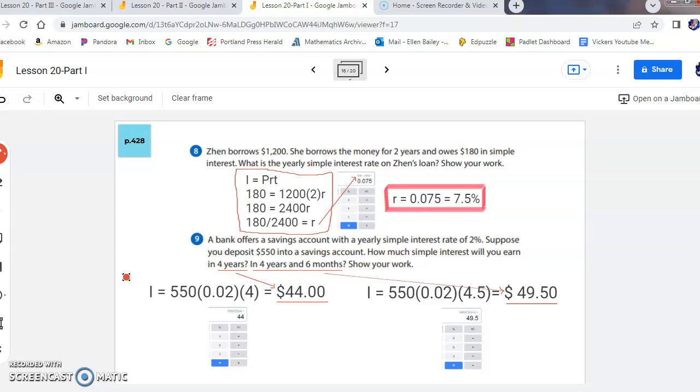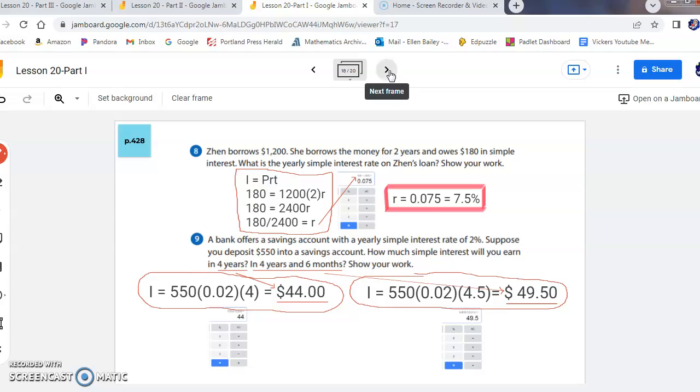This one is for 4 years. This one is for 4 years and 6 months. Note, I put this in as 4.5. So I would like you all to get this formula down in your notes. I guess I should call it an equation. And then get this equation down in your notes. You can see it's $44 for 4 years, $49.50 for 4.5 years, or 4 years and 6 months.